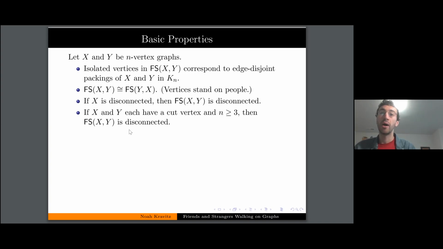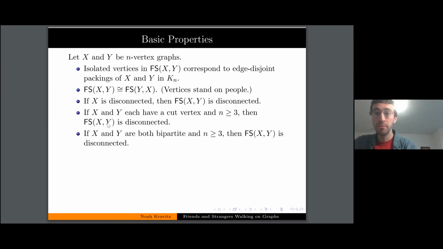Okay, so what else can force the friends and strangers graph to be disconnected? It turns out that if X and Y each have a cut vertex, and the number of vertices is at least 3, then the friends and strangers graph is disconnected. And this is just a slightly harder version of this third bullet point. In another direction, if X and Y are both bipartite, and the number of vertices is at least 3, then the friends and strangers graph is also disconnected.